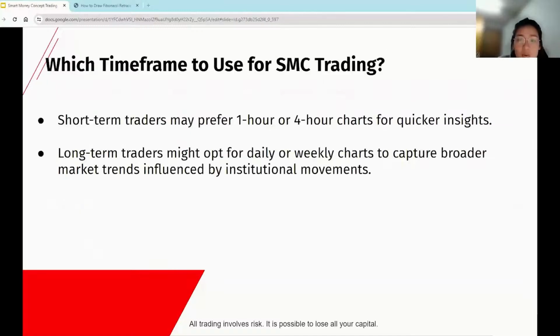So what time frame should you use SMC? The choice of time frame for SMC is completely up to you as a trader and based on your goals and your own strategy. So SMC recommends short-term traders to trade on a 1 hour to 4 hour chart for quicker insights, while longer-term traders might opt for daily or weekly charts to capture broader market trends influenced by institutional movements.